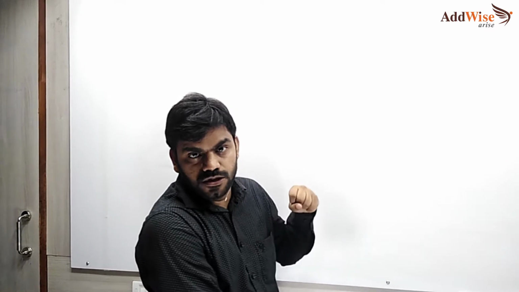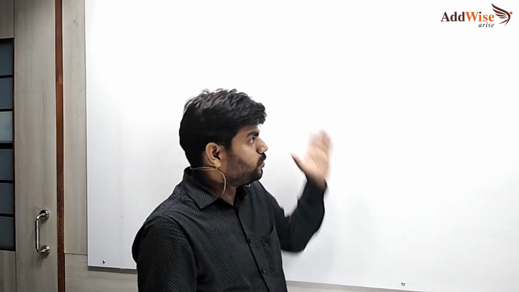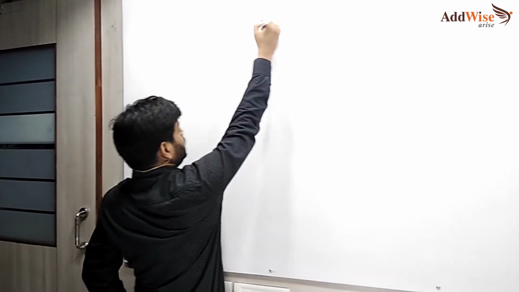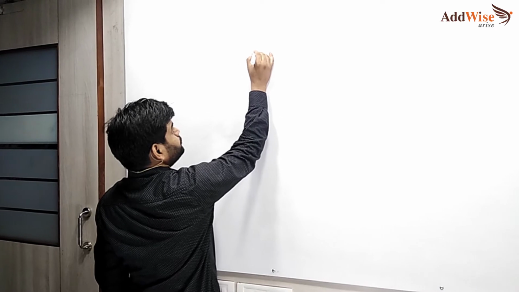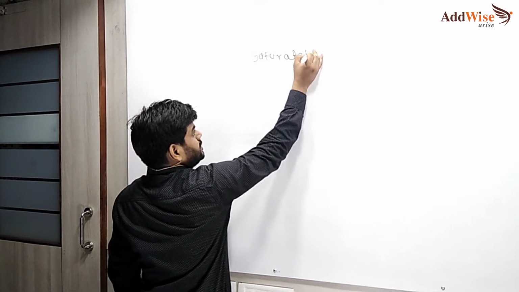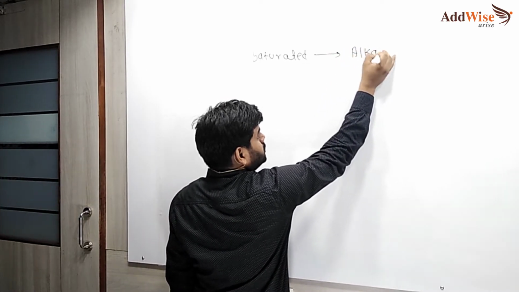Now I am giving you the general formula of alkane and the first 10 members of the homologous series of alkane. What do you mean by homologous series? That also I will discuss. So let's start with saturated organic compounds, that is alkane.